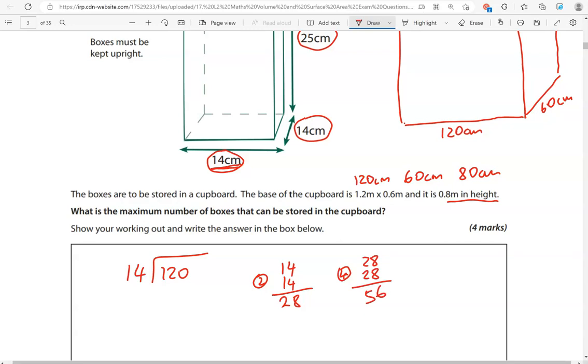So we can keep going. 56 and 56, so that is 112. So that is 8 lots of 14 that make 112. We have 8 remaining, but there is no point in continuing because you can't have part of a box. So only 8 can fit along the length.